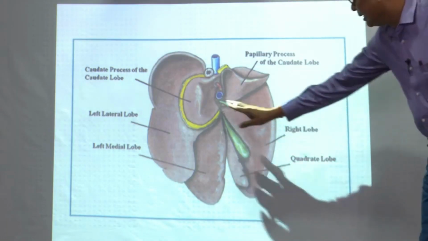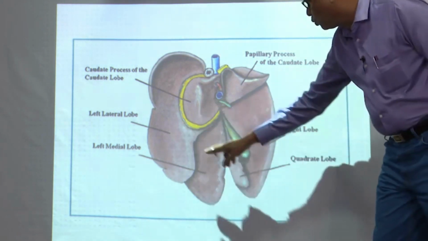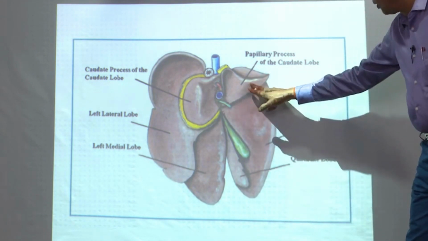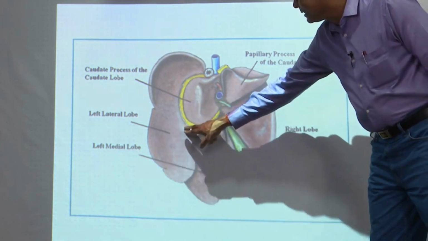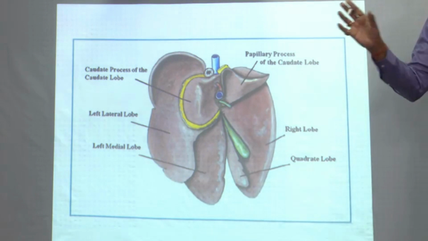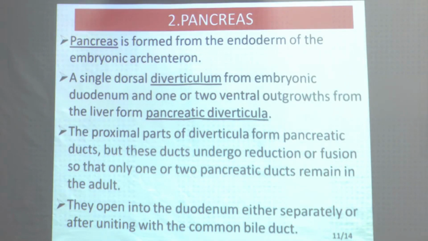You see, this is the left one, this is the right one, and again this is divided into some structure. This is the quadrate lobe, this is the right one, this is the caudate lobe, this is the caudate process of the caudate lobe, this is the left lobe, and this is the left median lobe. In this way the liver is divisible into some parts. So, this is all about the liver of the mammal.